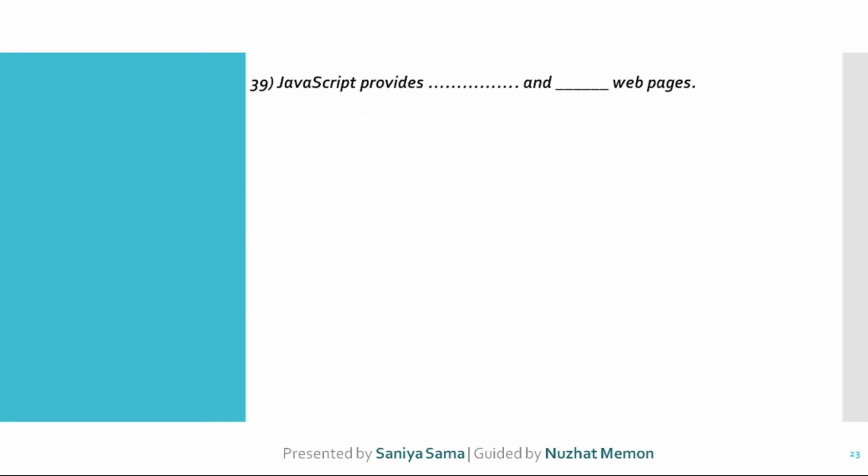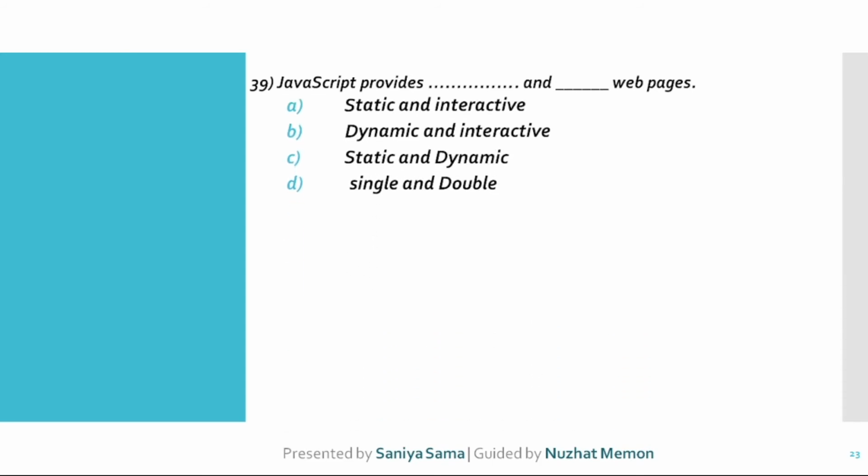39. JavaScript provides dash and dash web pages. Option A, static and interactive. Option B, dynamic and interactive. Option C, static and dynamic. Option D, single and double. The answer is dynamic and interactive.